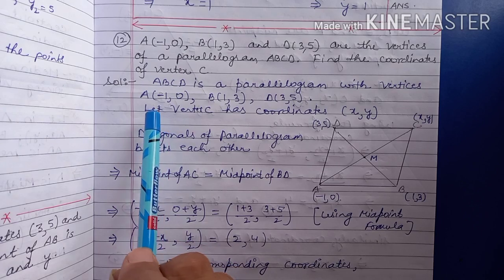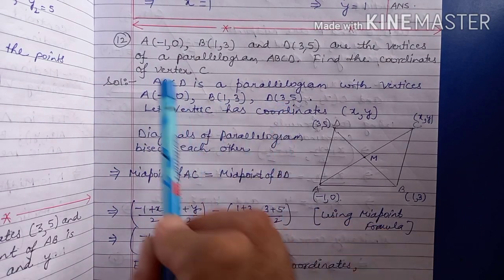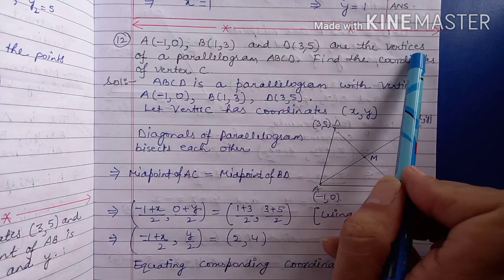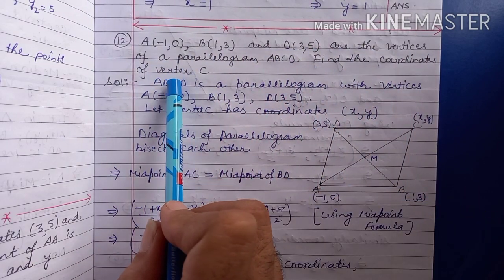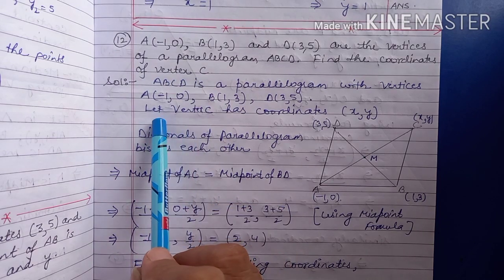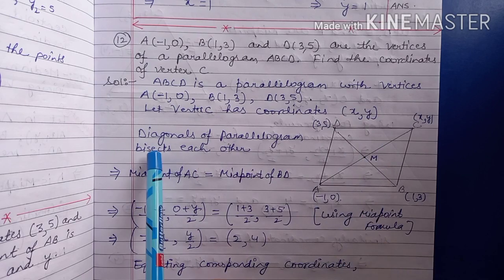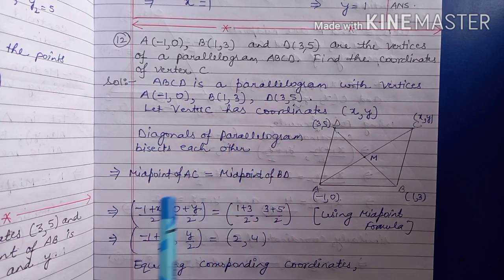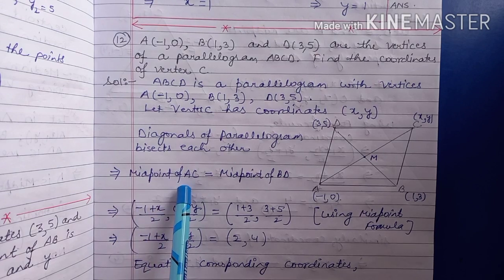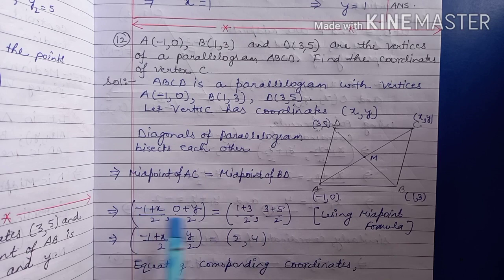So here we are given the vertices A, B and D. The statement of the question is: A, B and D are the vertices of a parallelogram ABCD. Find the coordinates of vertex C. So we assume the coordinates of vertex C as (x, y), and we will use the result that the diagonals of a parallelogram bisect each other. So it means the midpoint of AC is equal to the midpoint of BD. Apply the midpoint formula on both sides.